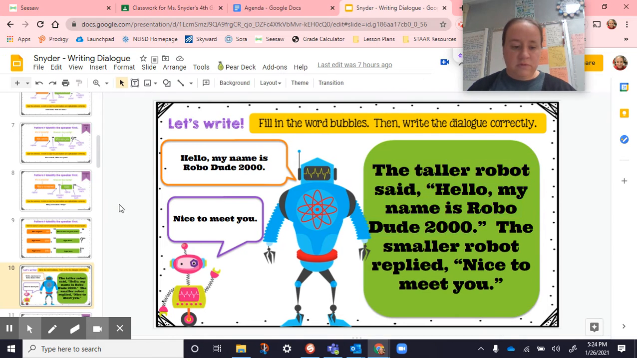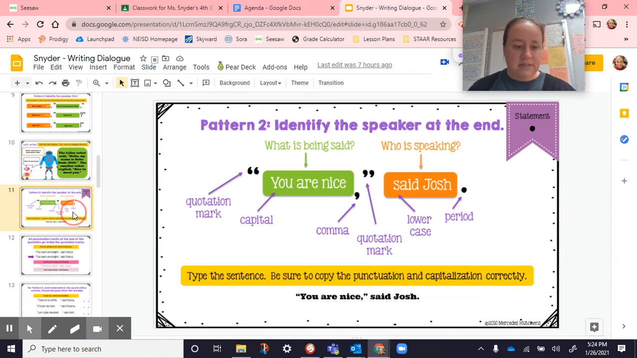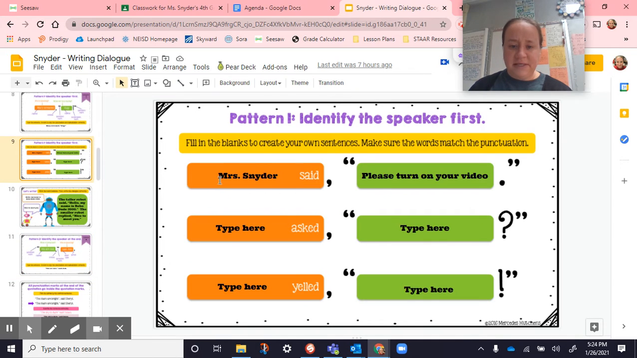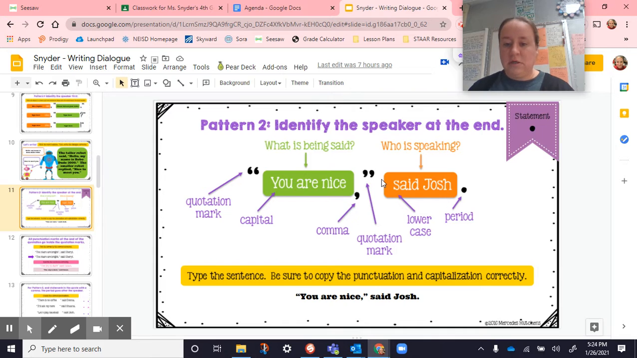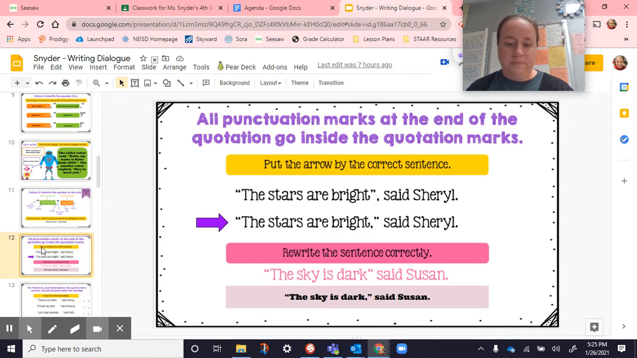All right, so that was summing up what we did yesterday. And then today, the new stuff is when you've got the speaker at the end. So instead of "Miss Snyder said," now you've got this orange box at the end. So now what's being said is at the beginning. So open quotation, capital letter, "You are nice." Instead of putting that period, since we're not at the end of the sentence, we put a comma, quotation marks, said Josh, period. So we typed that down below.